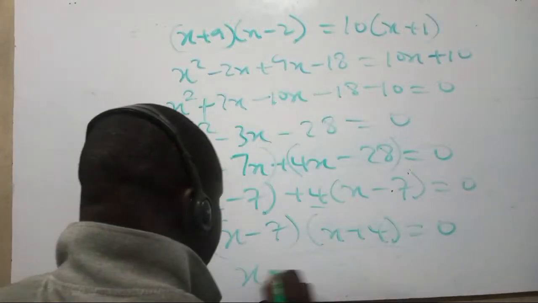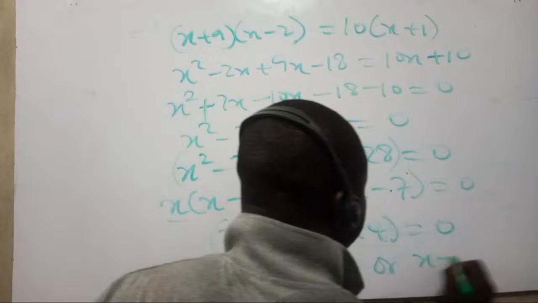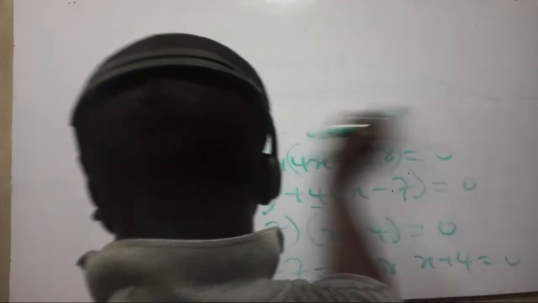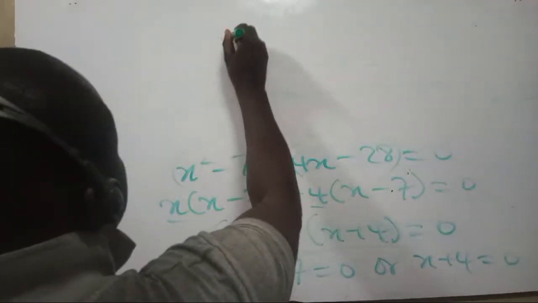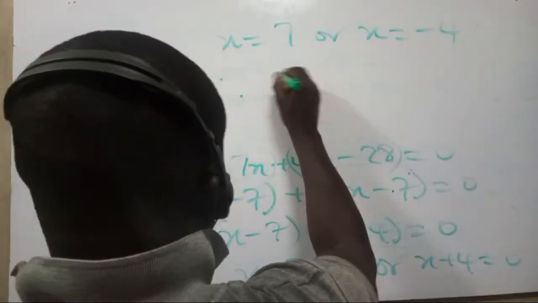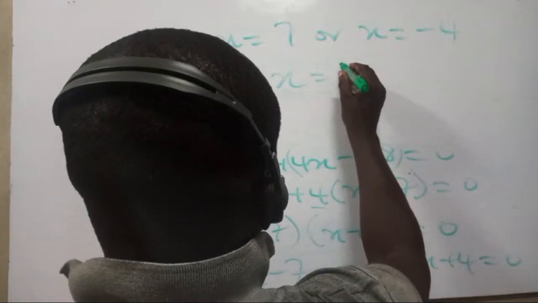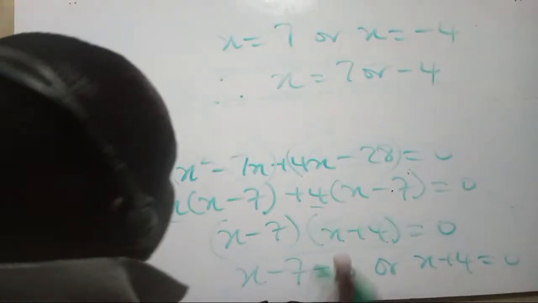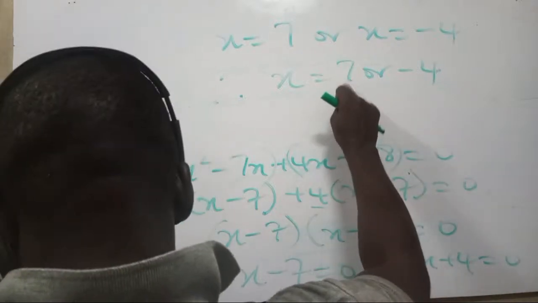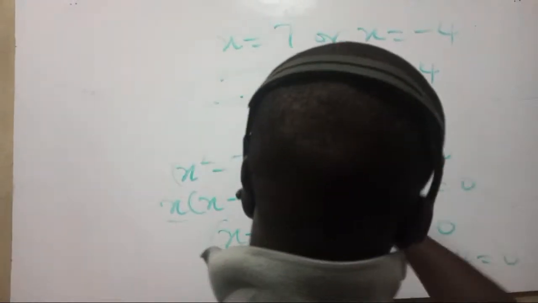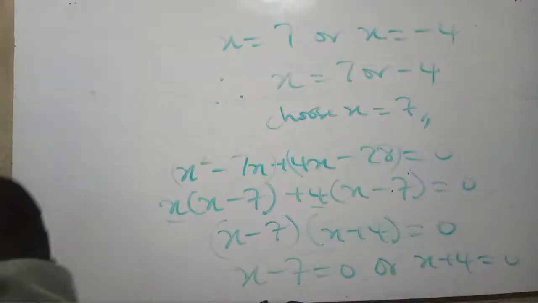From there we say x minus 7 equals 0 or x plus 4 equals 0. Then we know that x is equal to 7 or x is equal to minus 4. Therefore, x is equal to 7 or minus 4. If you want to check and substitute back, the only one that satisfies the condition of the question is when we choose x to be 7.